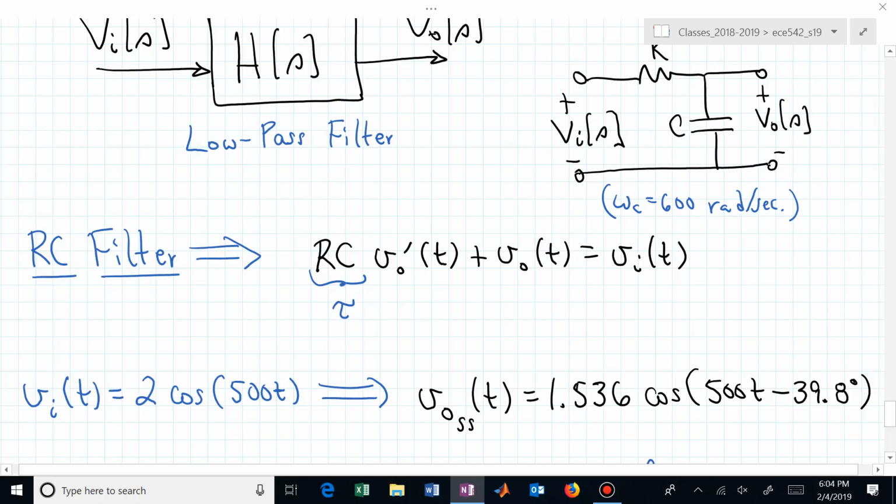And that's kind of what you could say without really doing much calculation. I'm somewhere in amplitude between 2 and 1.4, and my phase shift is probably getting close to minus 45 because 500 is pretty close to 600. That's what the continuous time low-pass first-order filter produces for an input cosine of 500.